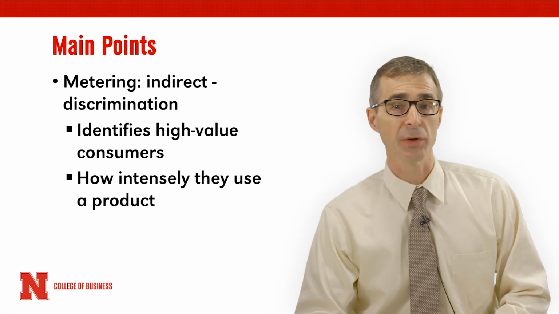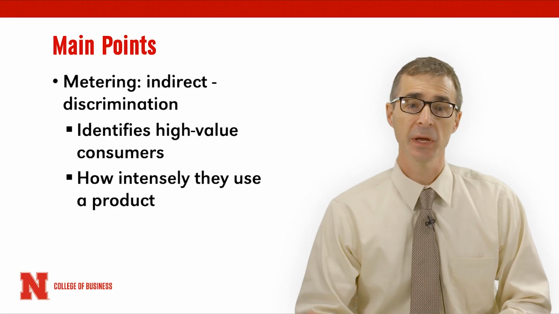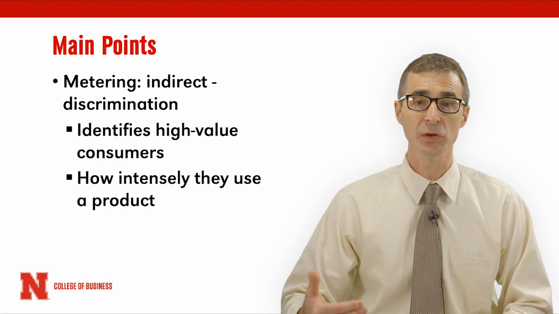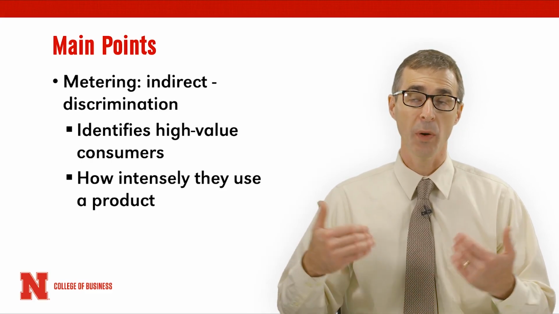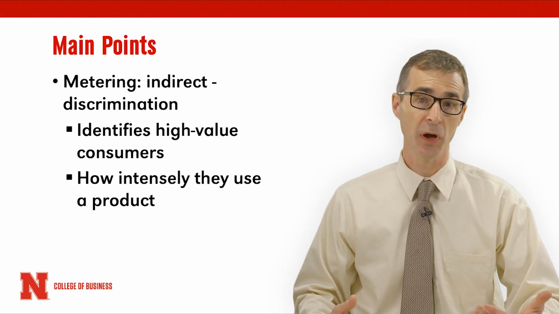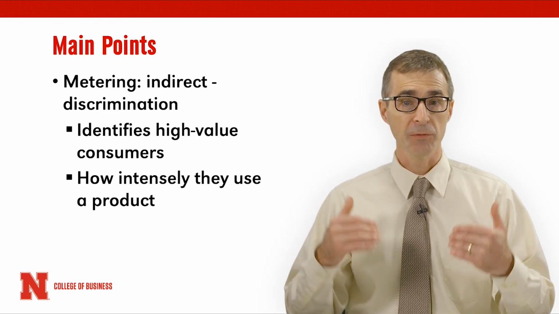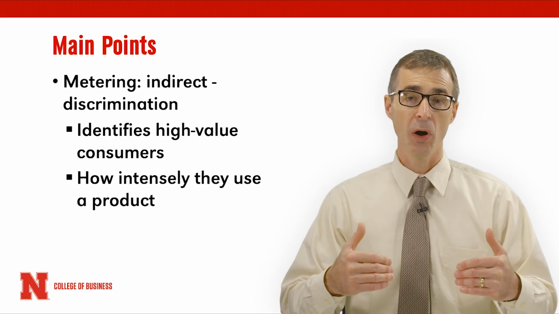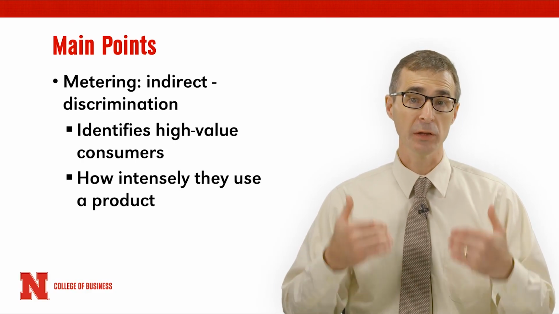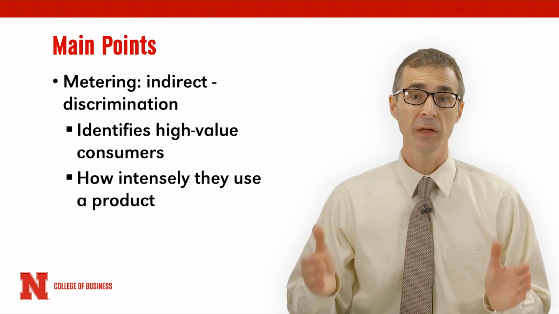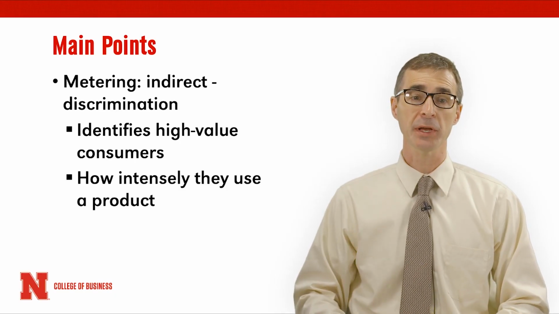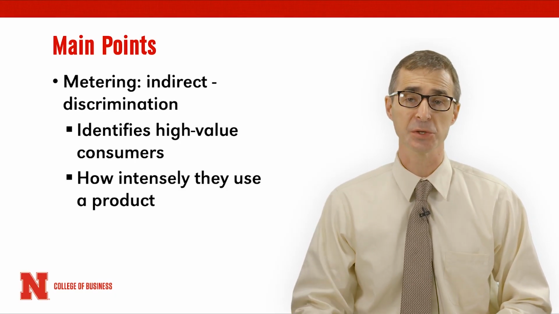A second type of indirect price discrimination that we'll talk about is metering. Metering identifies high-value customers based on how intensively they use the product. For instance, how often or how intensively I use printer cartridges may be correlated with the value I place on being able to print. In this case, firms will charge a large markup on the item that customers use, the consumable aspect, and will place a low markup or even give away for free the item that is only purchased one time. So we'll talk about metering as well as another example of indirect price discrimination.